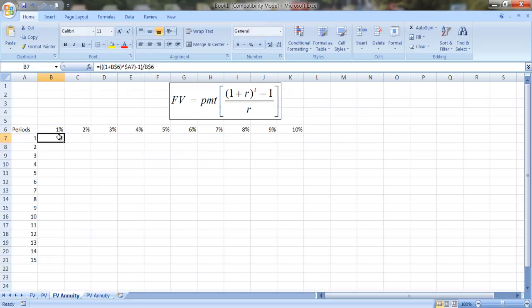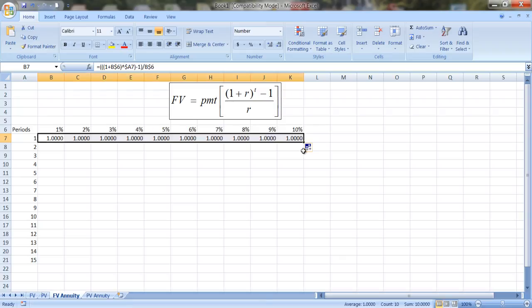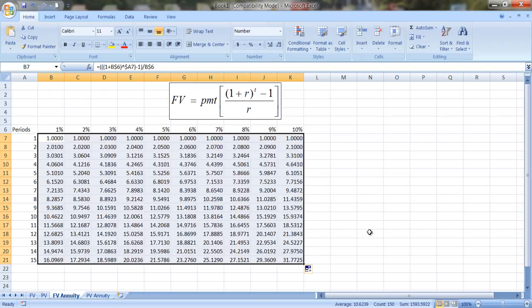And I get a factor of 1. And while that looks kind of confusing, that is correct. It's correct because the first payment is made 1 period from now, so you don't get any interest, regardless of the interest rate. So you'll notice these are all going to be 1. Now, if I've done the formula correctly, we should see different numbers down here for period 2, 3, etc. And we do. That's good.